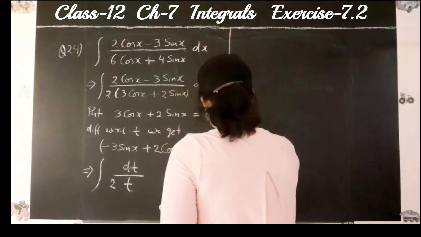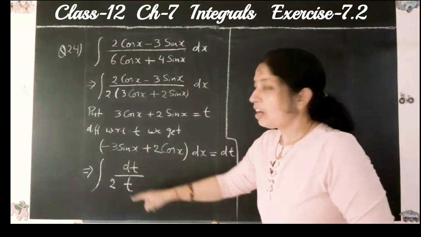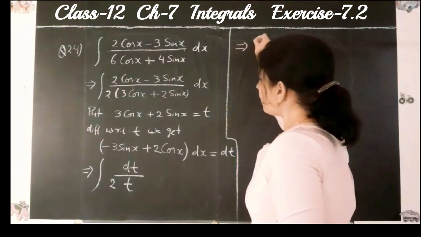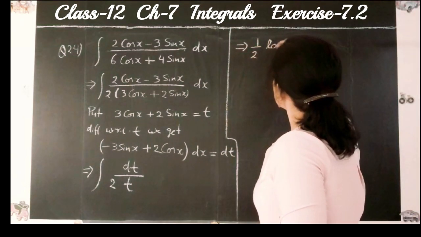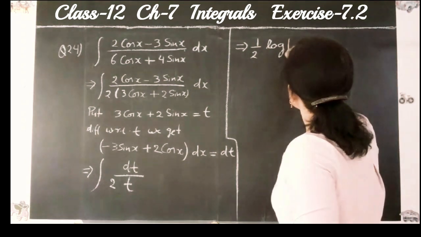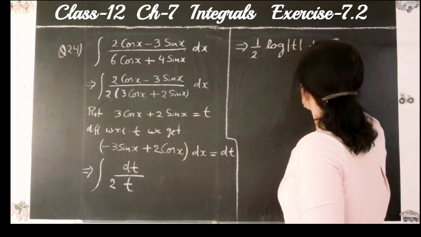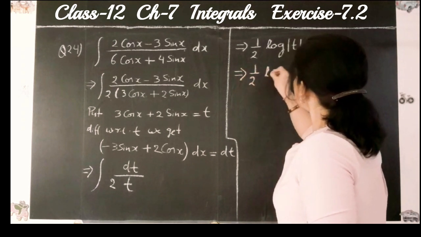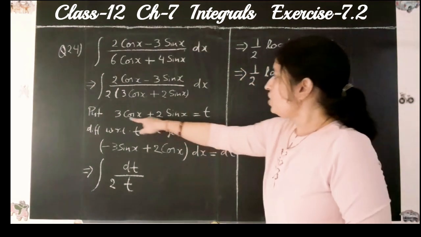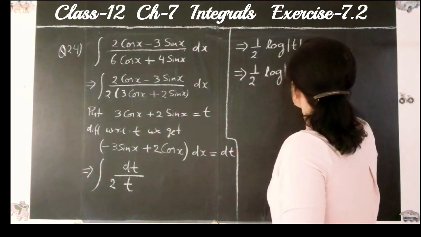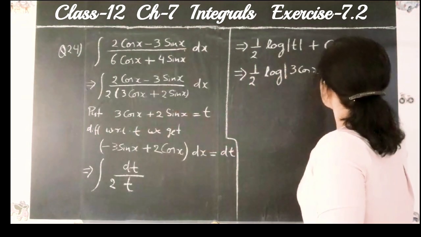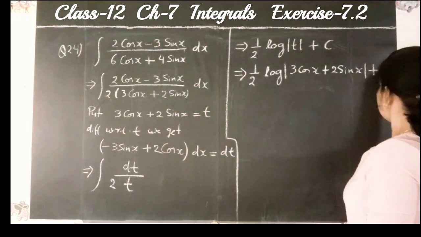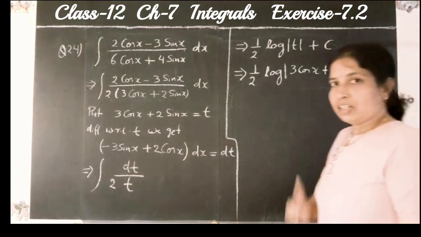Now this one is in standard form and integral of 1 by t dt will be log mod t. So it will be, write 1 by 2 as it is and integral of 1 by t will be log mod t plus a constant c. Now put the value of t. Write here 1 by 2 log mod t is equal to this 3 cos x plus 2 sin x and write a constant c, this one. So this is our answer.